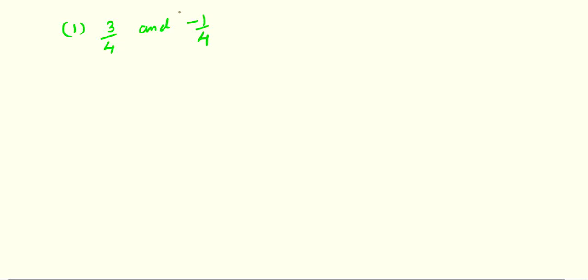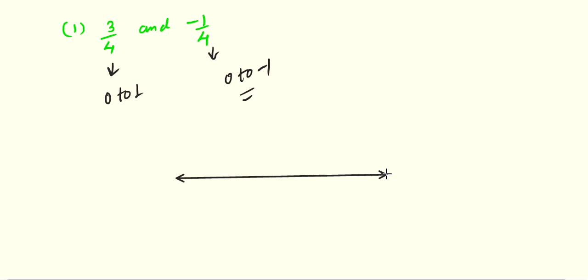Now 3 by 4 and minus 1 by 4. 3 by 4 is a proper fraction, minus 1 by 4 is a proper fraction. So 3 by 4 will lie between 0 to 1, and minus 1 by 4 between 0 to minus 1. Clear? Then this is your number line, in which this is 0, this is minus 1 and minus 2, this is 1 and this is 2. On different number lines we have to plot.